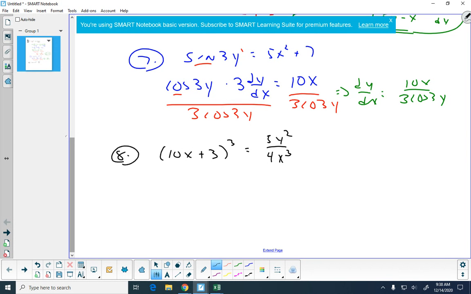So using our chain rule on the left-hand side, Carmela, what do you have? 3 times the quantity (10x + 3) squared, times 10. Okay, using our chain rule, our exponent gets stored out front, we drop our exponent by 1, then we go inside and take the derivative of 10x + 3, which is just the value of 10.